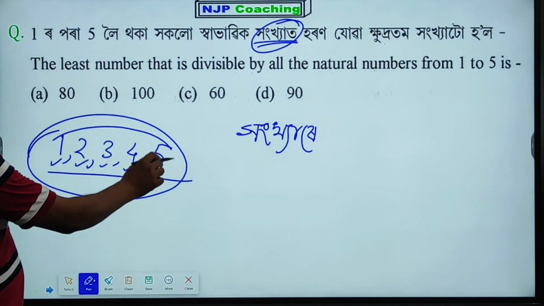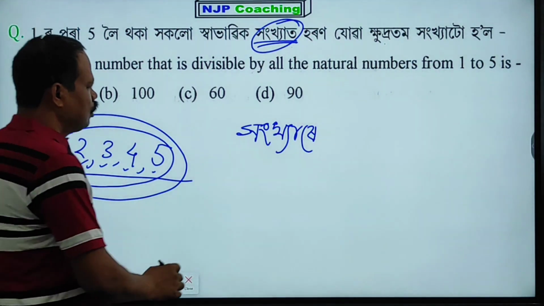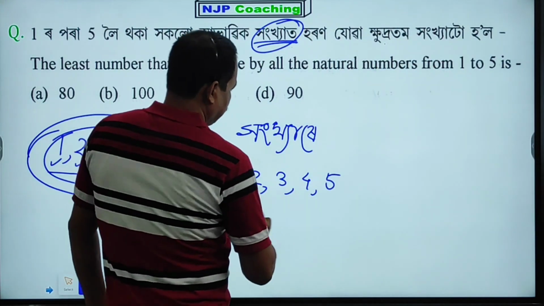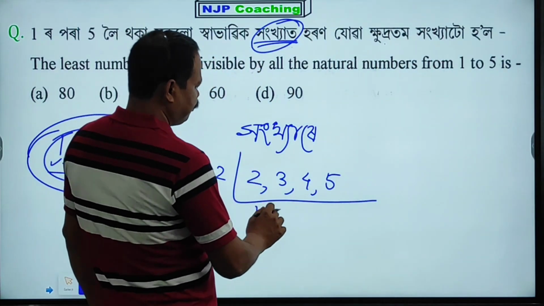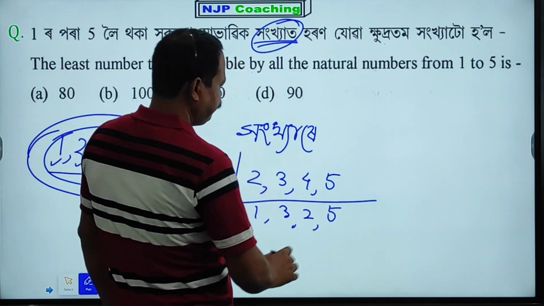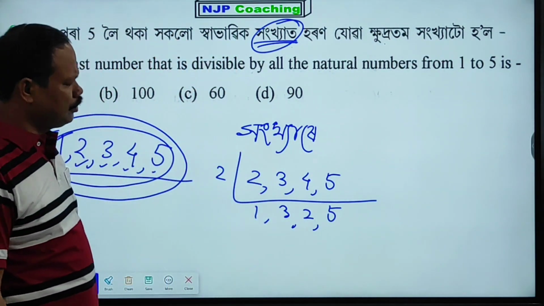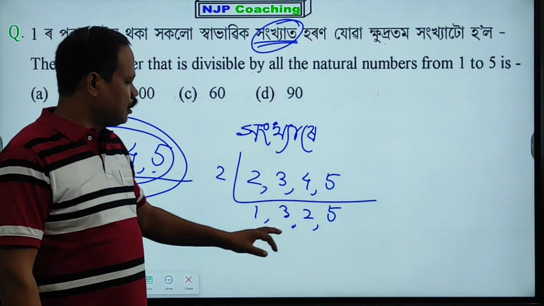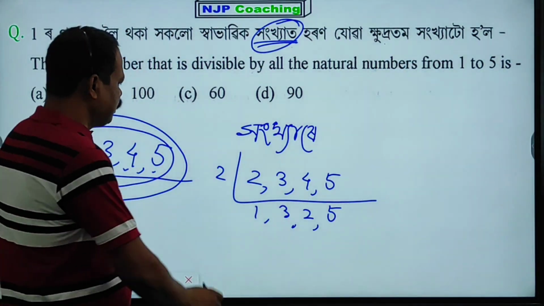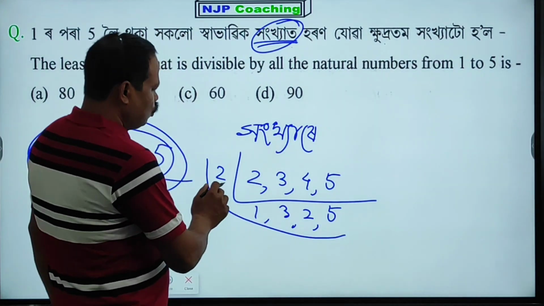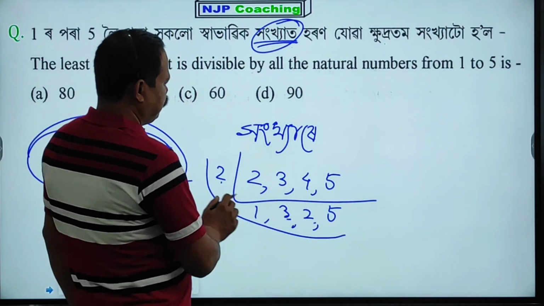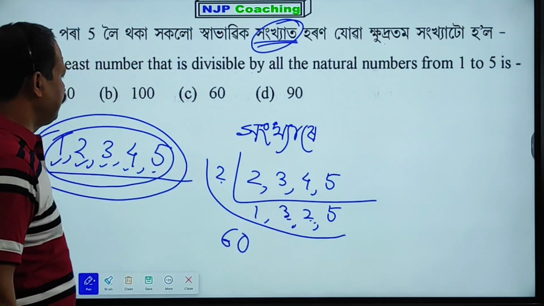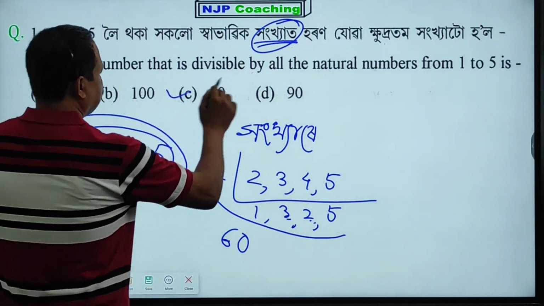So what is the LCM of 2, 3, 4, 5? Okay, 1 is not required. 2, 3, 4, 5, so only 2. No, we cannot divide now; 3, 2, 5 these three numbers are not divisible by the same number. So these are the factors: 2 into 1 into 3 into 2 into 5. 6, 12, 60. So the right answer is 60.